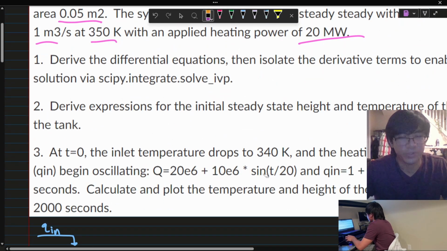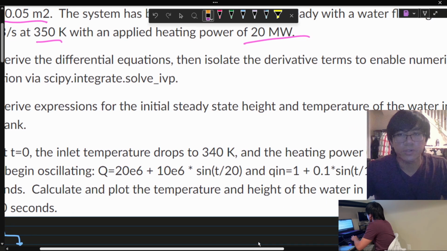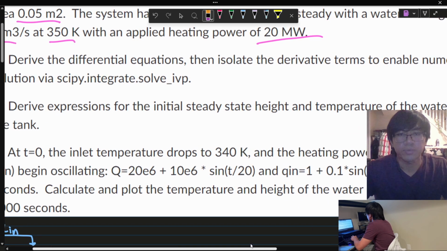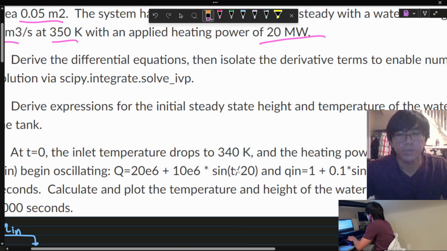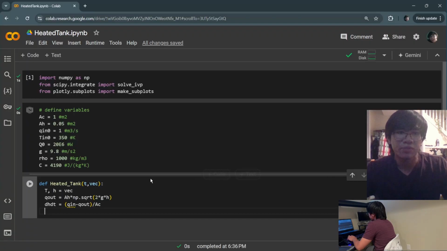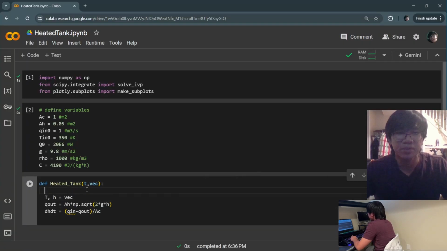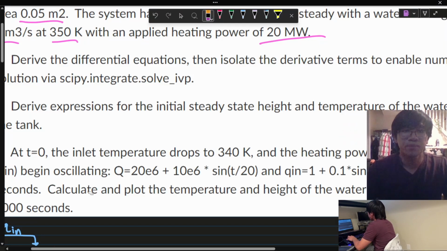What's happening is we're going to be changing our heating coil component. It's going to begin oscillating, and then our volumetric flow. I don't think those need to be defined now, but it's depending on t, so that needs to be in the function as well. Let's just define it so we don't mess up our order here.